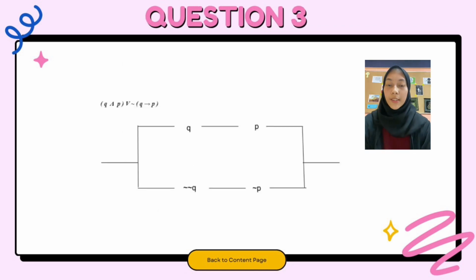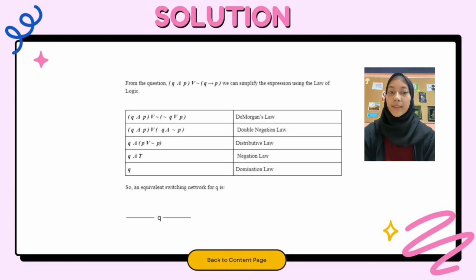Lastly, for the last question, we use the statement Q and P or not Q implication to not P. We can simplify the statement to Q. How? First step is using De Morgan's law to push the not into Q implication P. Next, we use double negation law to remove the double not of Q. The third step is we need to factorize Q and P or Q and not P using distributive law so that it will be Q and P or not P. Next, we can turn P or not P into true using negation law. And the last one is using domination law so that from Q and true, it will be only Q.